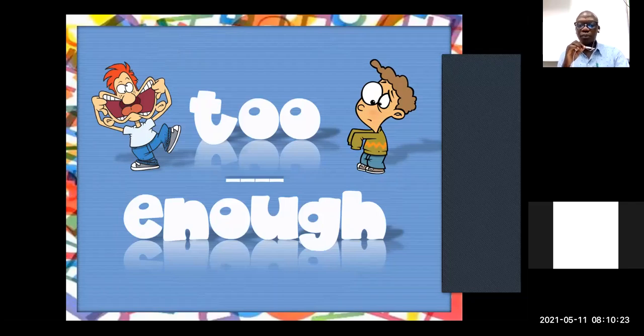Now, these are two simple English words or vocabularies that are used in most cases interchangeably. They almost relate to something the same, but there is a slight difference. That is, if you want to say enough, you use enough in a sentence. That means you have what is sufficient. For example, I can say, I have enough books. That means you have what is needed or what you want, the exact amount that you need.